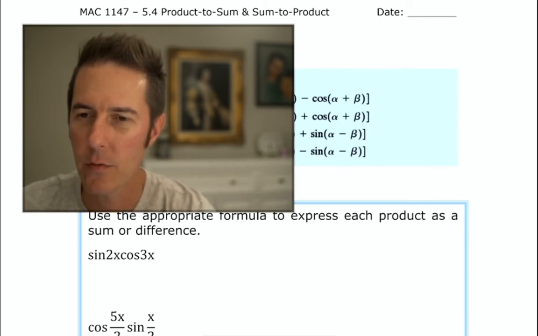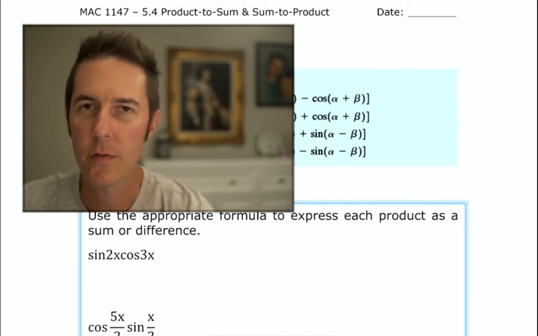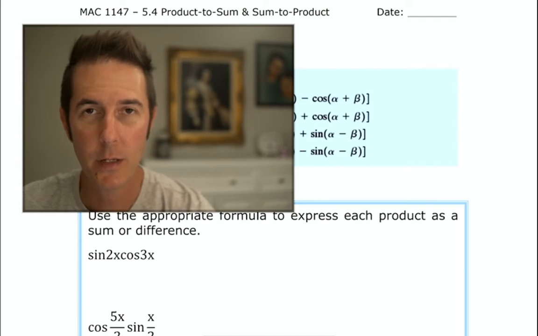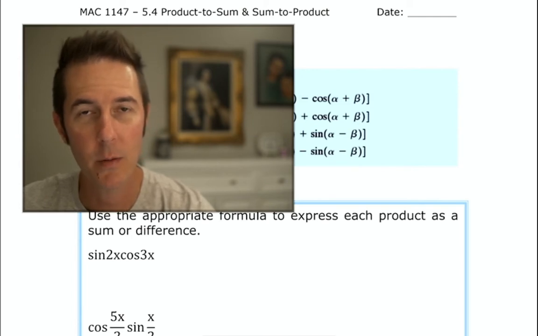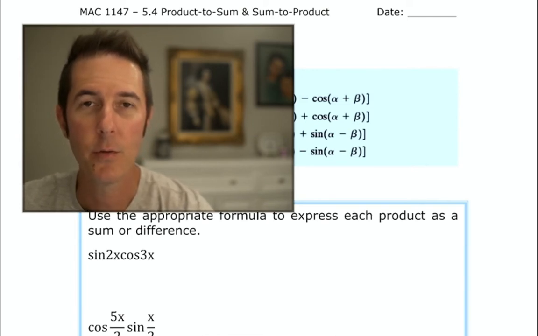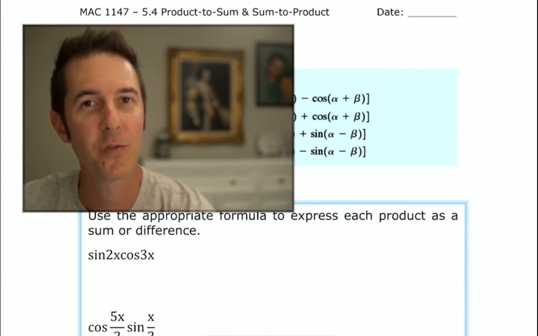product to sum and sum to product formulas. And this is going to be a short section. I'm going to work through a couple of examples for you where we're going from sum to product and back from product to sum. We'll try a few different trig functions, and then I think you're going to be well on your way on this one. So let's do some examples.